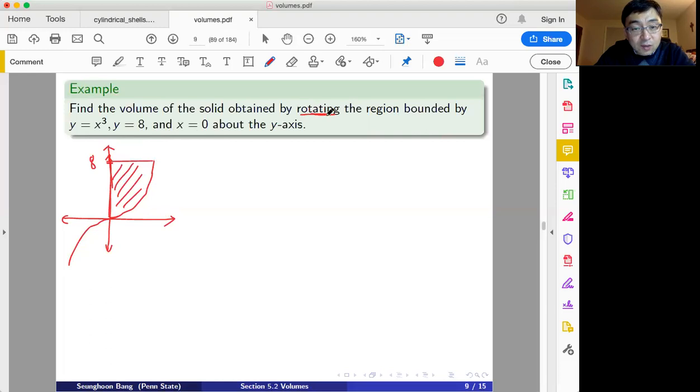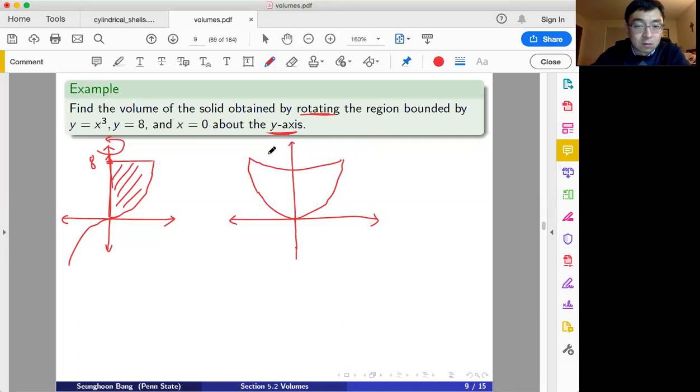Next, rotate this region about the y-axis. You have to rotate about the y-axis. So what kind of solid do we have? We have a solid like this, from 0 to 8.